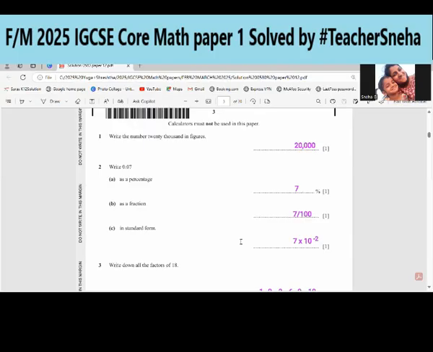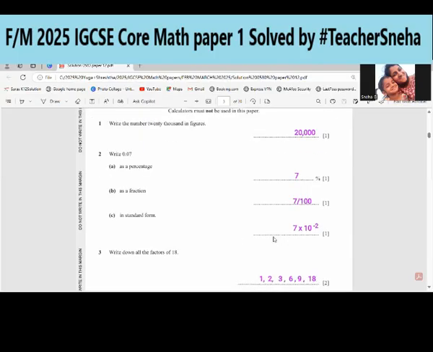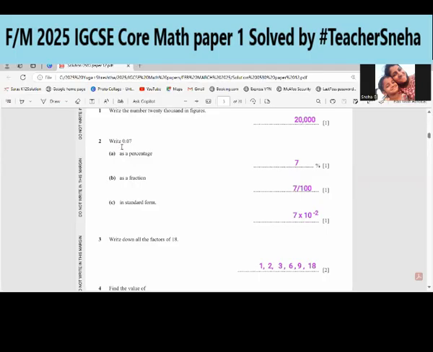Write the number 20,000 in figures. So I have written 20,000 in figures. Pretty easy for the first question. The second question is write 0.07 as a percentage. So 0.07 means 7 upon 100. So it's 7%. As a fraction, I have already said 7 upon 100. And in standard form, it will be 7 multiplied by 10 to the power minus 2 because there are two numbers after decimal. So that's why 10 to the power minus 2.